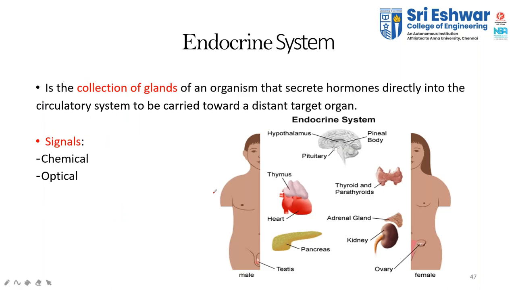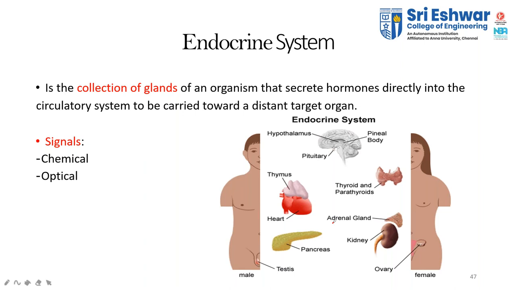Okay, so as you can see here, the endocrine system is a collection of glands. I told you, right, it is a collection of glands. Each and every gland deals with the hormones of the human body. You can see here the endocrine system of man and woman: thalamus, hypothalamus, pituitary glands. The pituitary gland is present near the brain. This is the pineal body, this is the thyroid which is present in the neck, thyroid and parathyroid. We have thymus, heart, and pancreas, which is used to secrete insulin. See here, we have the adrenal gland and kidney. This is the ovary and this is the testis. These all come under the endocrine system, the collection of glands of an organism that secrete hormones directly into the circulatory system to be carried towards a distant target organ. So this is called the endocrine system.